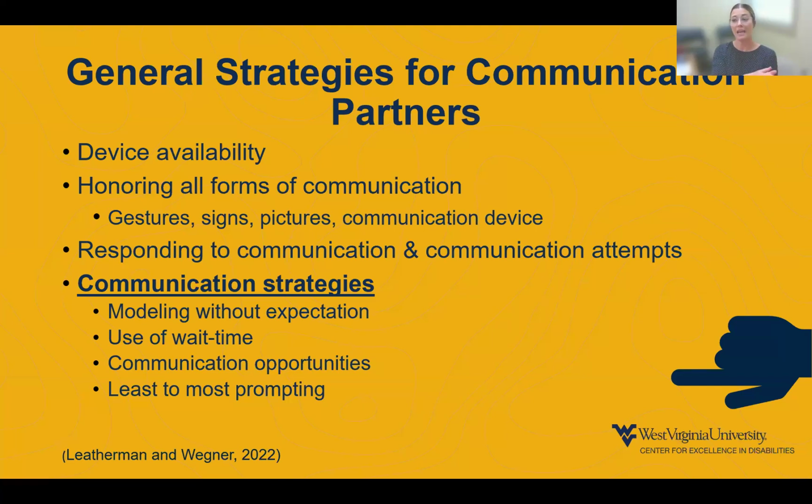Respond to communication and communication attempts. So always responding to an attempt, whether that is the gesture, the sign, the picture, the communication device. When you notice that they're trying to communicate with you, give them that reciprocal communication. So acknowledge it and talk to them, right? Talk back or try to help them to express themselves.